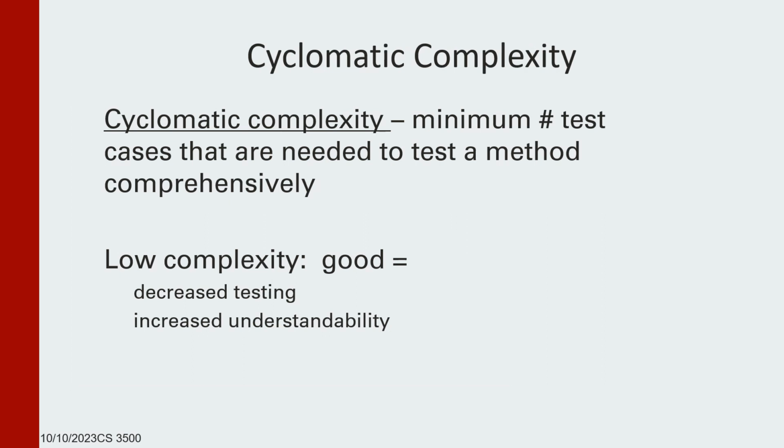So let's talk about cyclomatic complexity, which is purportedly what this video is about. When you draw your control flow diagrams out, you can now determine the cyclomatic complexity, which is, given that my code looks like this, what is the minimum number of test cases that are needed to test the method comprehensively? The lower your complexity, the easier it is to test, and also usually the code is more understandable.